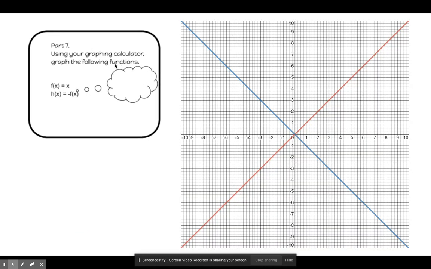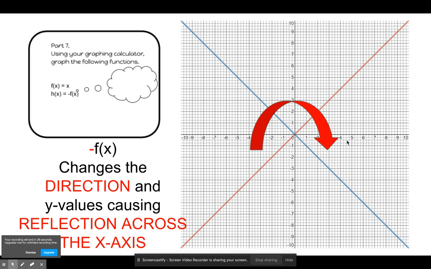And then the last two, we multiply by a negative. The most obvious change you can see is that multiplying by a negative is going to change the direction. But what is happening here is that this negative f of x means that we are changing our y values. So these positive values are coming down here and they are becoming negative. And in order to do that, I have to cross this x-axis. So if I start off with a positive y and I change it to a negative y, I'm going to cross the x-axis, which means that this graph is reflecting across the x-axis.